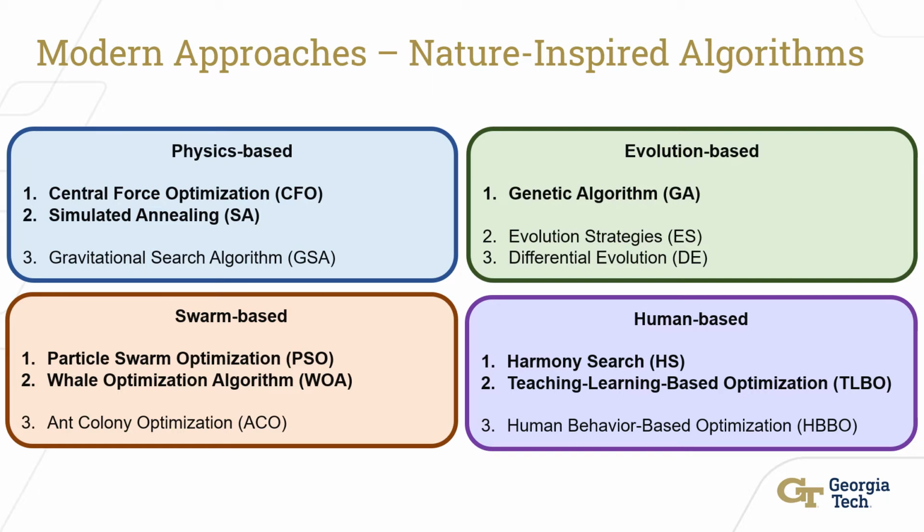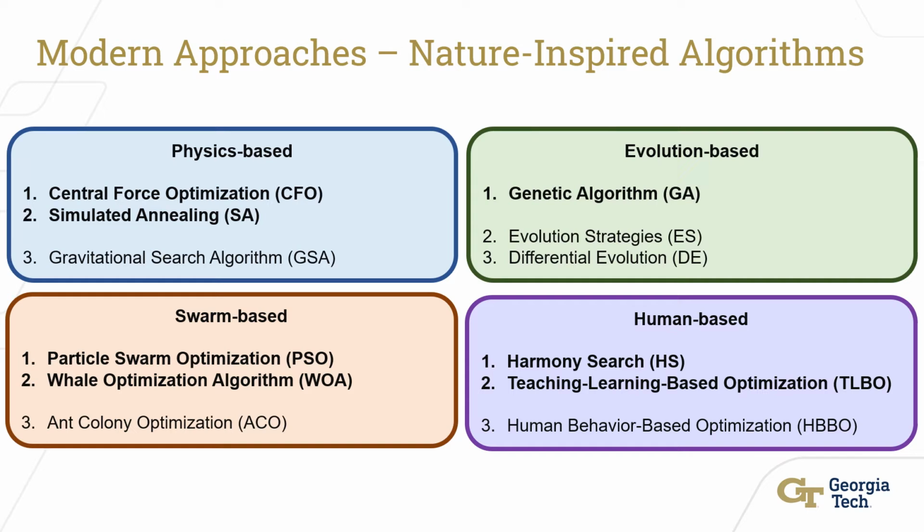In the physics-based category, we have central force optimization, simulated annealing, and the gravitational search algorithm. In the evolution-based category, we have the genetic algorithm, evolution strategies, and differential evolution. In the swarm-based category, we have particle swarm optimization, the whale optimization algorithm, and ant colony optimization.